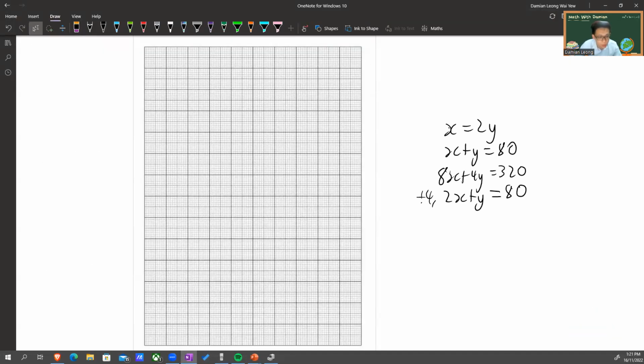So 2 cm means each box, so each box is 10. I just need to go up to 80 for the Y value. So 80, 70, 60, 50, 40, 30, 20, 10. So 0 will be here.